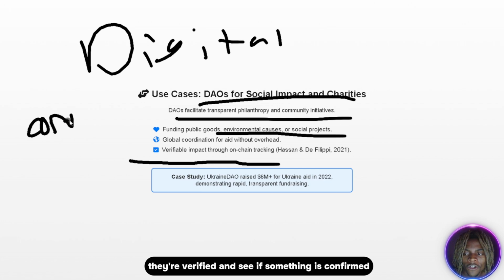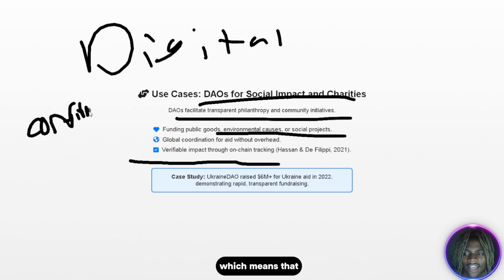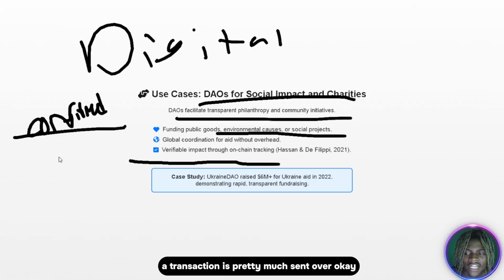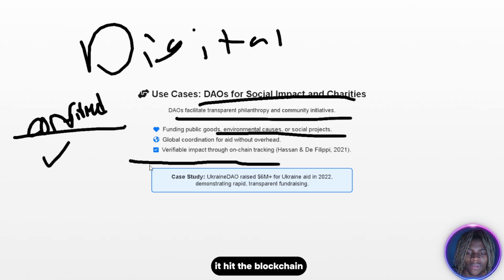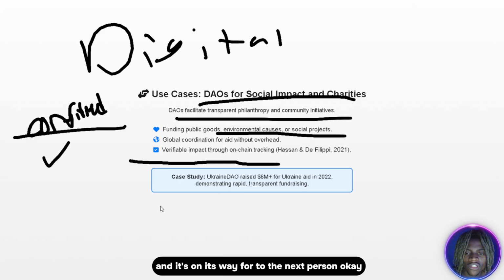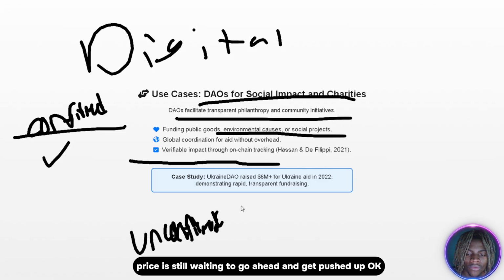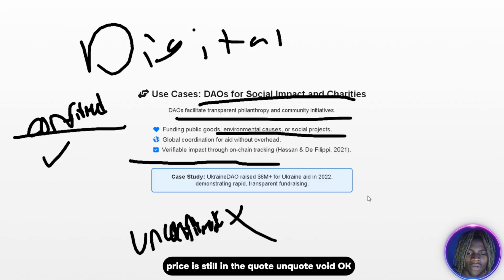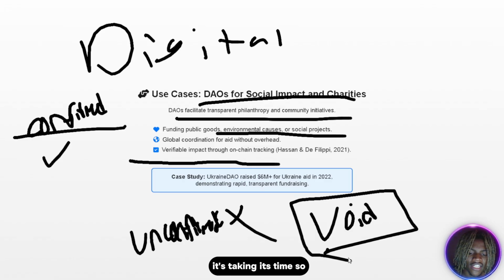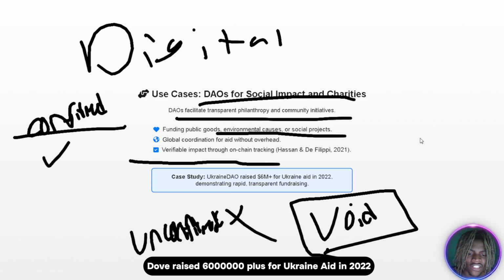and see if something is confirmed, which means that a transaction is pretty much sent over, okay, it hit the blockchain, and it's on its way to the next person from whoever sent it. If it's unconfirmed, then that means it's still waiting to get pushed up. Okay, it's still in the quote unquote void, still progressing to the blockchain. It's taking its time. So, Ukraine DAO raised 6 million plus for Ukraine aid in 2022, demonstrating rapid, transparent fundraising.